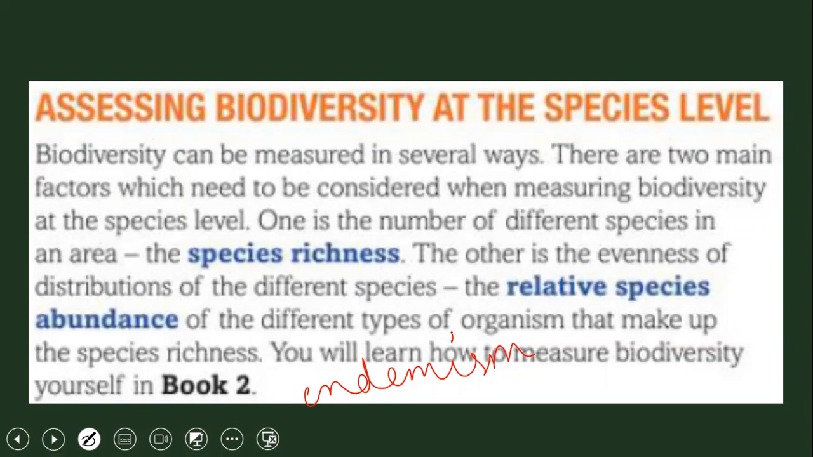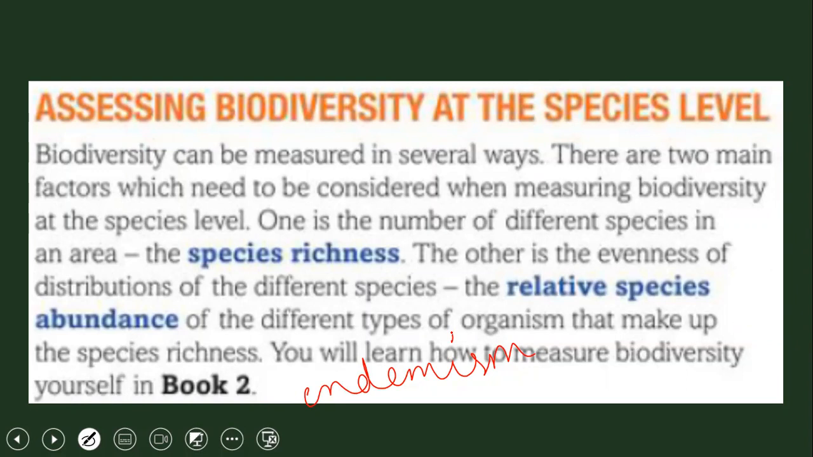So when we talk about this topic of endemism, once again, it does not really give you an idea of what your biodiversity is, but it is one of the ways in which you can assess how much biodiversity is present.